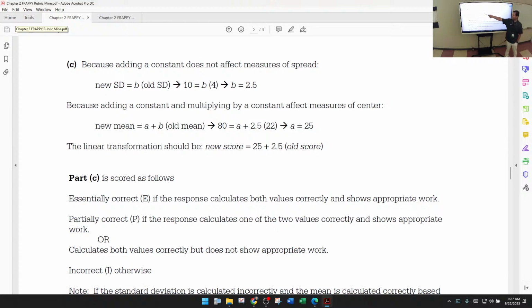So we just had to divide the 10 by the 4 here, right? And so this one here, we had to multiply it and subtract it. To get A by itself?